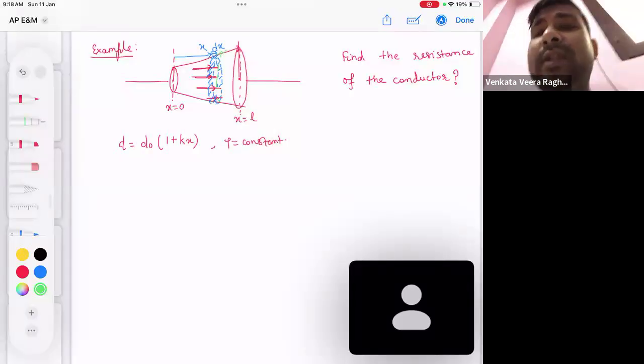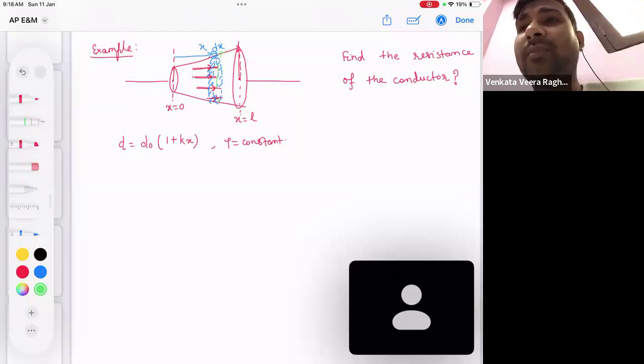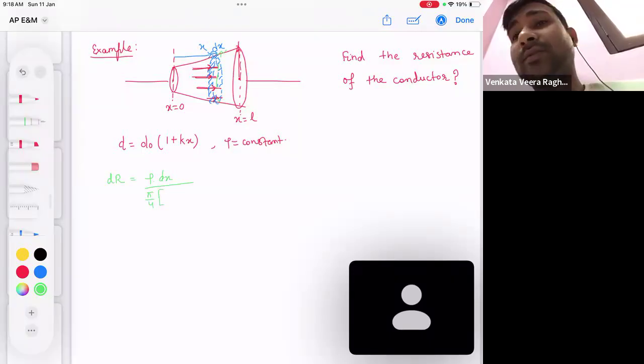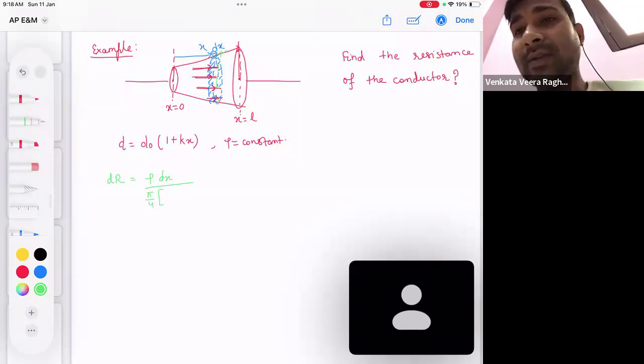So first of all, tell me, what is the small resistance of this part? A small resistance dR, how much will it come? Rho times length, and the length is dx, divided by area. What is area? Pi by 4 into diameter square. What is the diameter of that section? The diameter is changing at a distance x. The diameter is d naught into 1 plus kx.